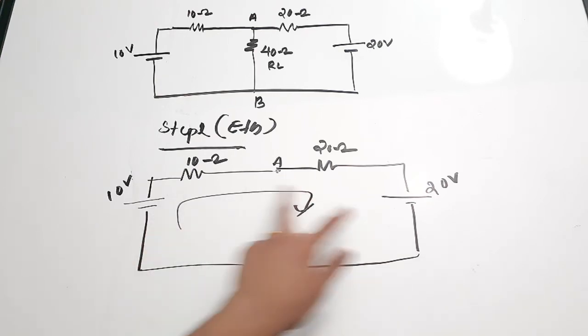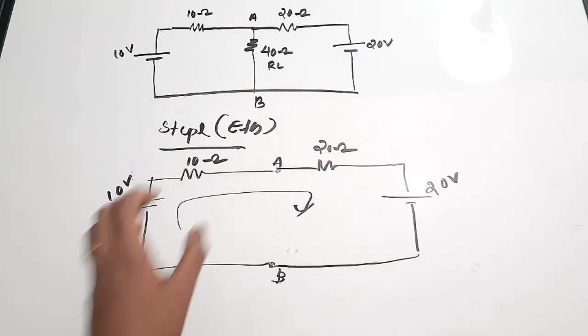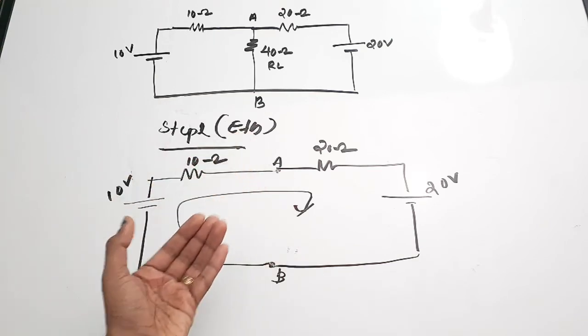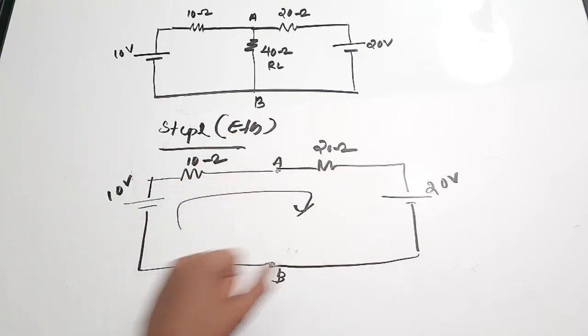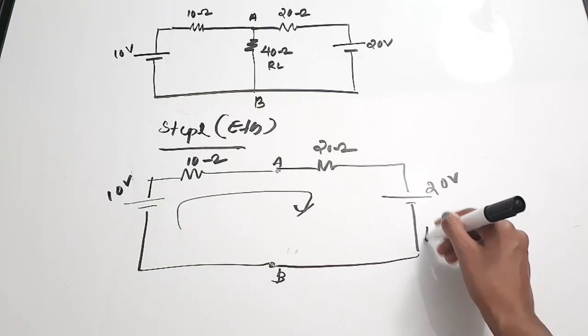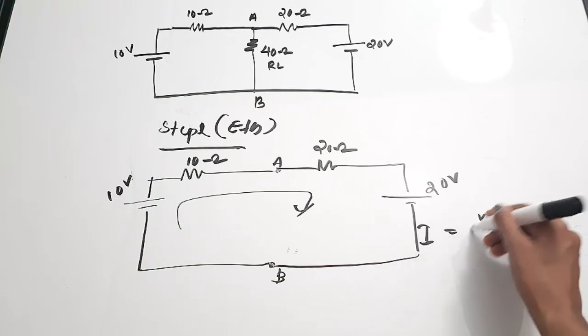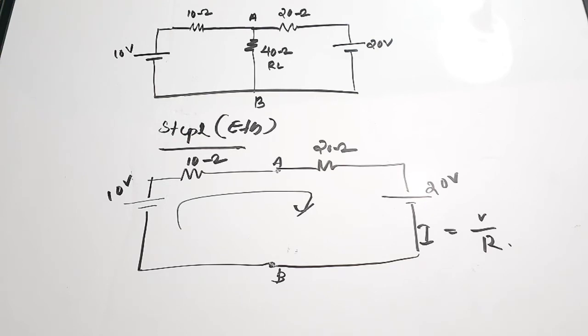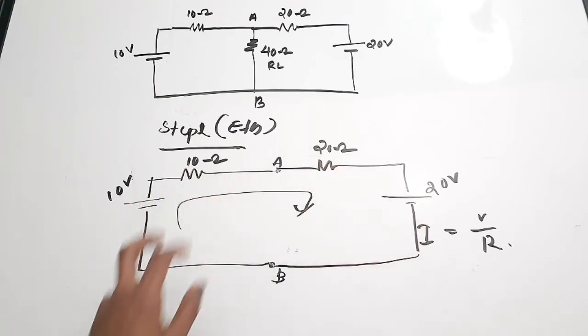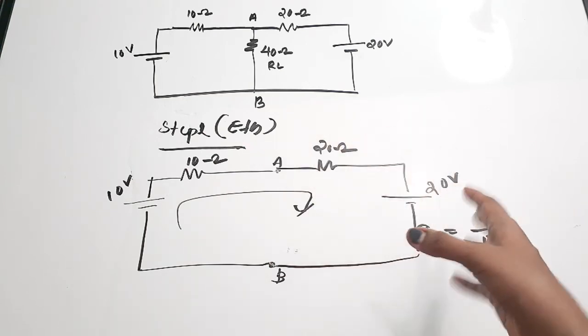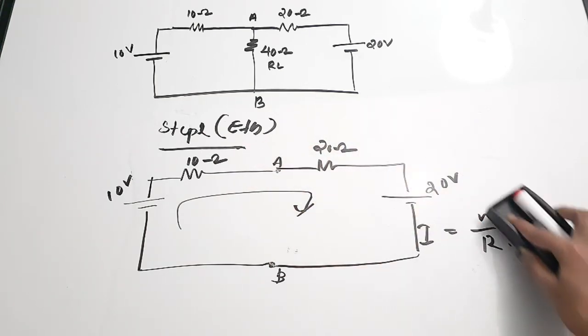There are 2 sources and 2 resistors. These resistors are in series connection when it comes to the current flowing through this loop. So what is the current? Current I is equal to V by R. Now V, if you see these 2 voltage sources, they are in opposite polarity, so V will be the difference between these 2 voltage sources.